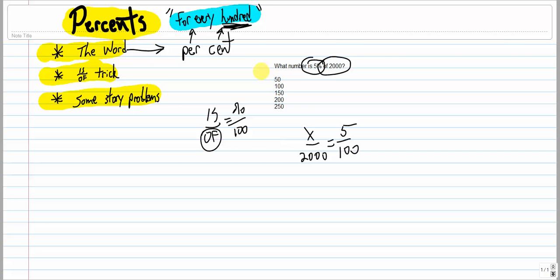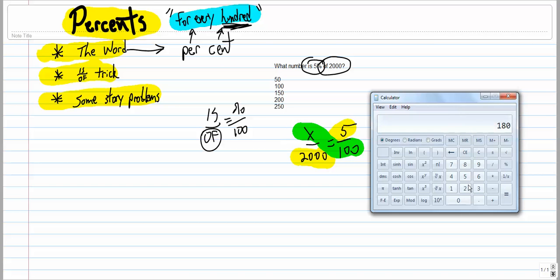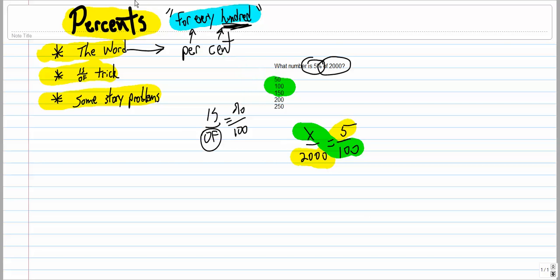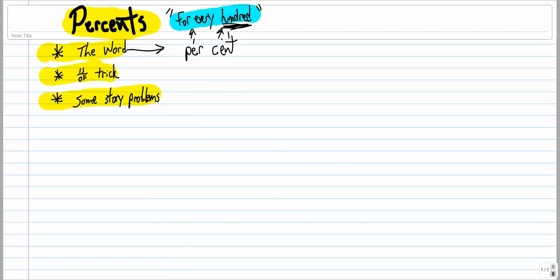So we're going to have 2,000 times 5 equals 100x. So let's see, 2,000 times 5, that's 10,000, and that's going to be divided by 100. And I get 100. So the choice there would be B. So sometimes percent problems can be pretty easy. So on your problem sheet, let's do another one.